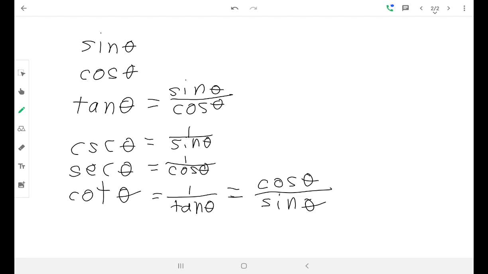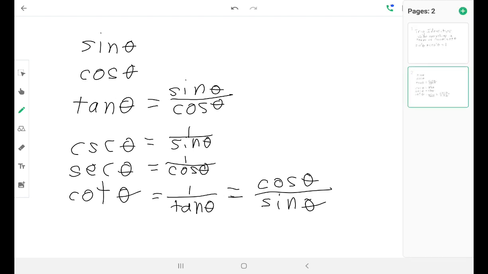So what you are seeing here is that you can write every single one of the 6 trig functions in terms of sine, cosine, or a combination of sine and cosine. And this is what allows you to simplify much bigger things into these smaller problems that will then allow you to make a lot of sense out of things.